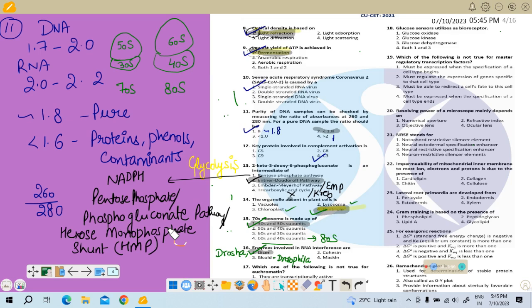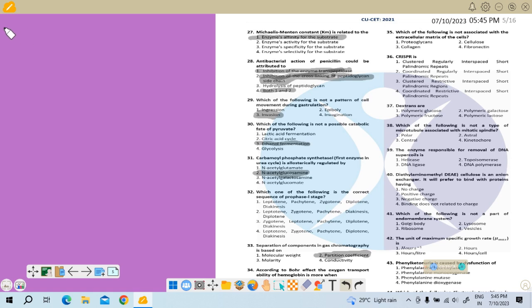Okay, then 17th question, that is not clearly visible. Okay, so 17, which one of the following is not true for euchromatin? Which is not true for euchromatin?